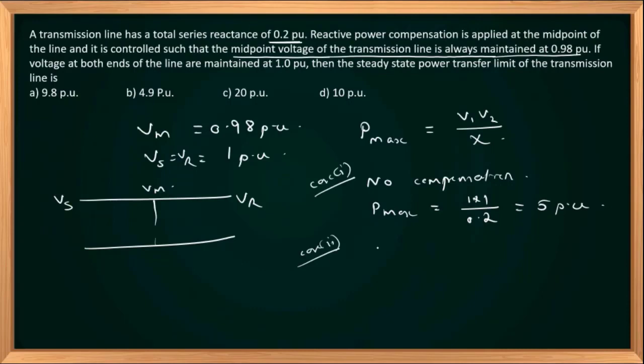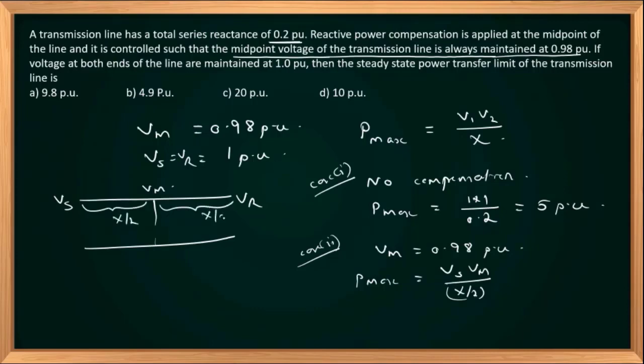you are applying reactive power compensation to maintain the midpoint voltage at 0.98 per unit. In that case, the Pmax will be equal to Vs into Vm divided by the reactance up to the midpoint. ഇവിടം വരെയുള്ള റിയാക്ടൻസ് എന്ന് പറഞ്ഞാൽ ടോട്ടൽ റിയാക്ടൻസിന്റെ പകുതിയായിരിക്കും.